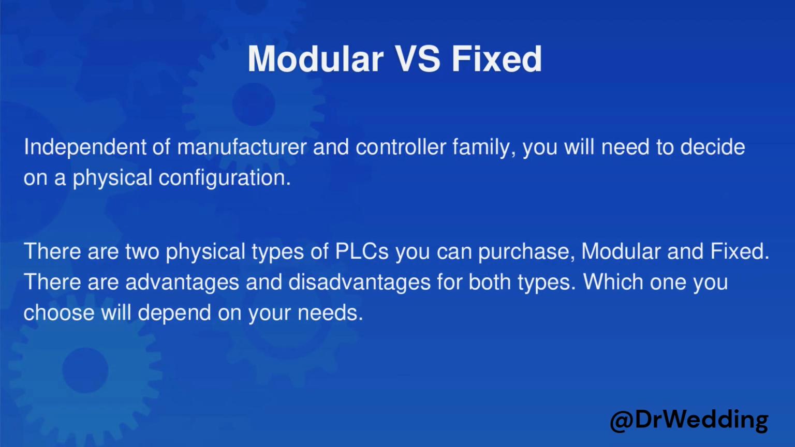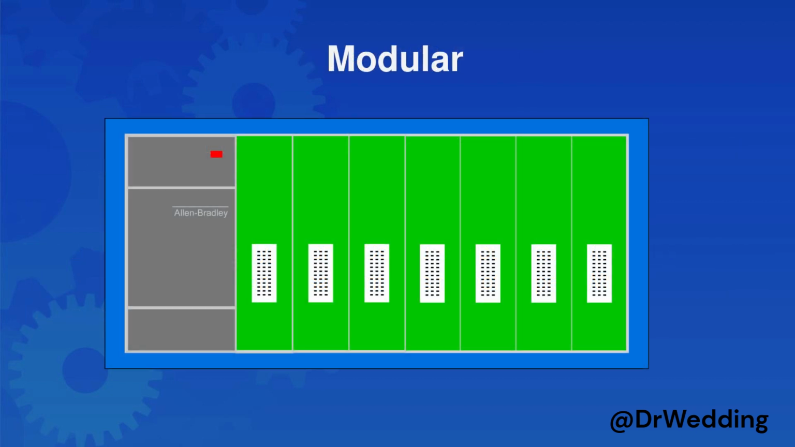Independent of manufacturer and controller family, you will need to decide on a physical configuration. There are two physical types of PLCs you can purchase: modular and fixed. There are advantages and disadvantages for both types. Which one you choose will depend on your needs. A modular system has each part purchased separately and is assembled on site.